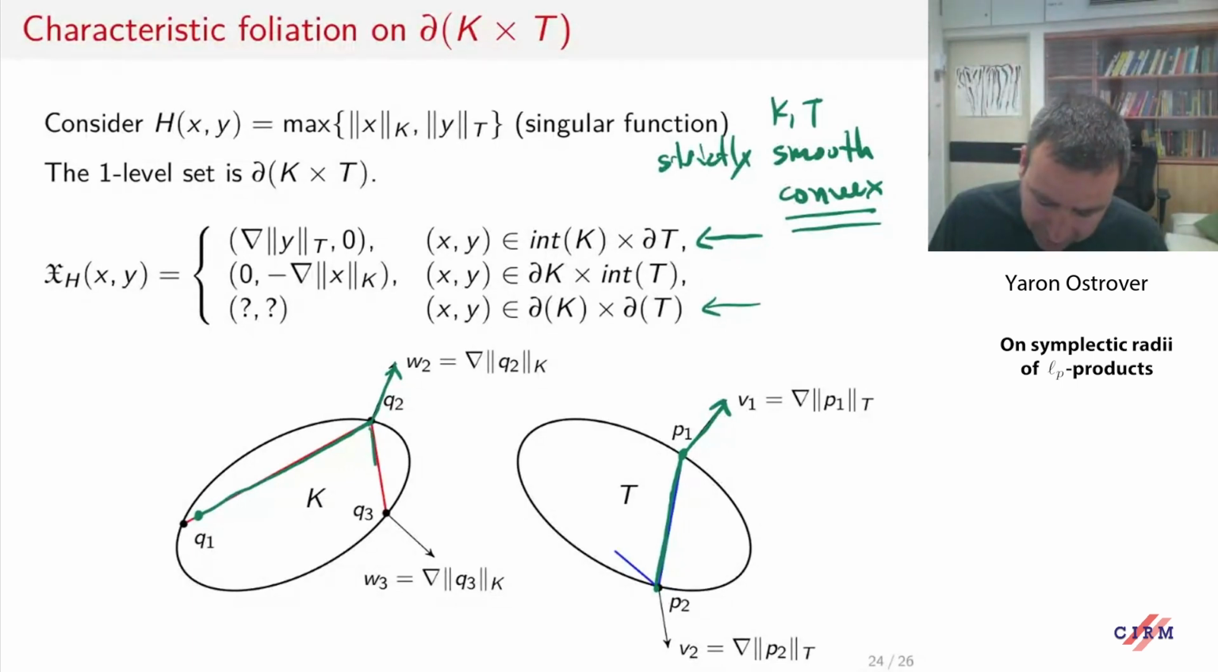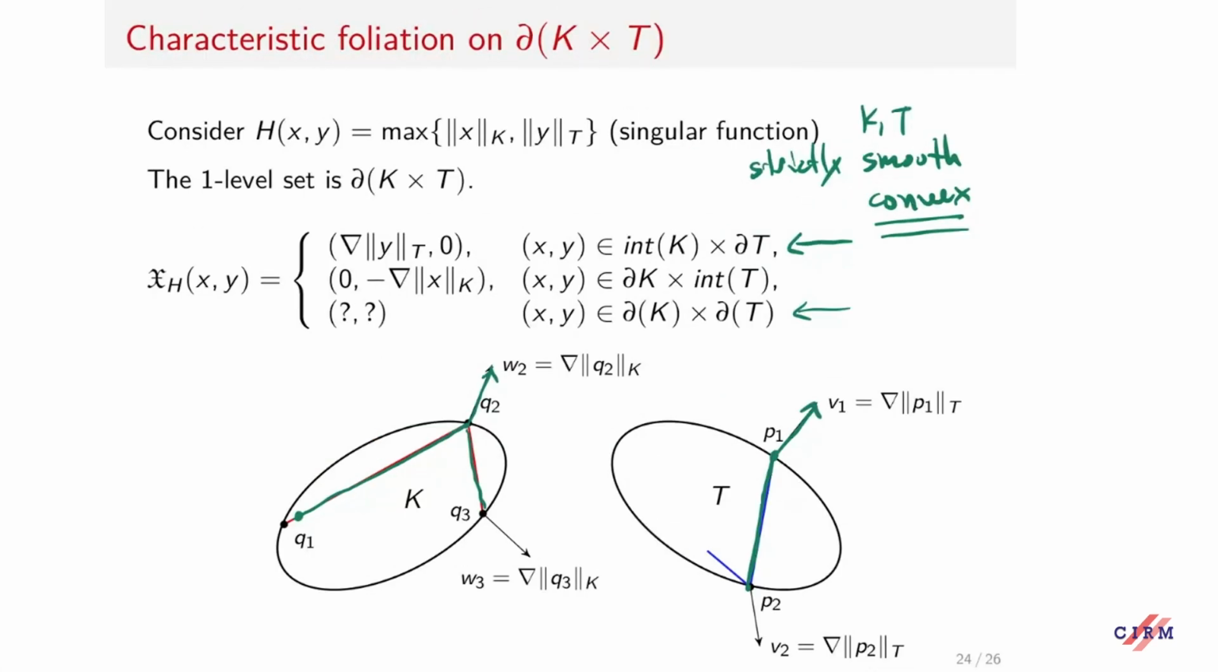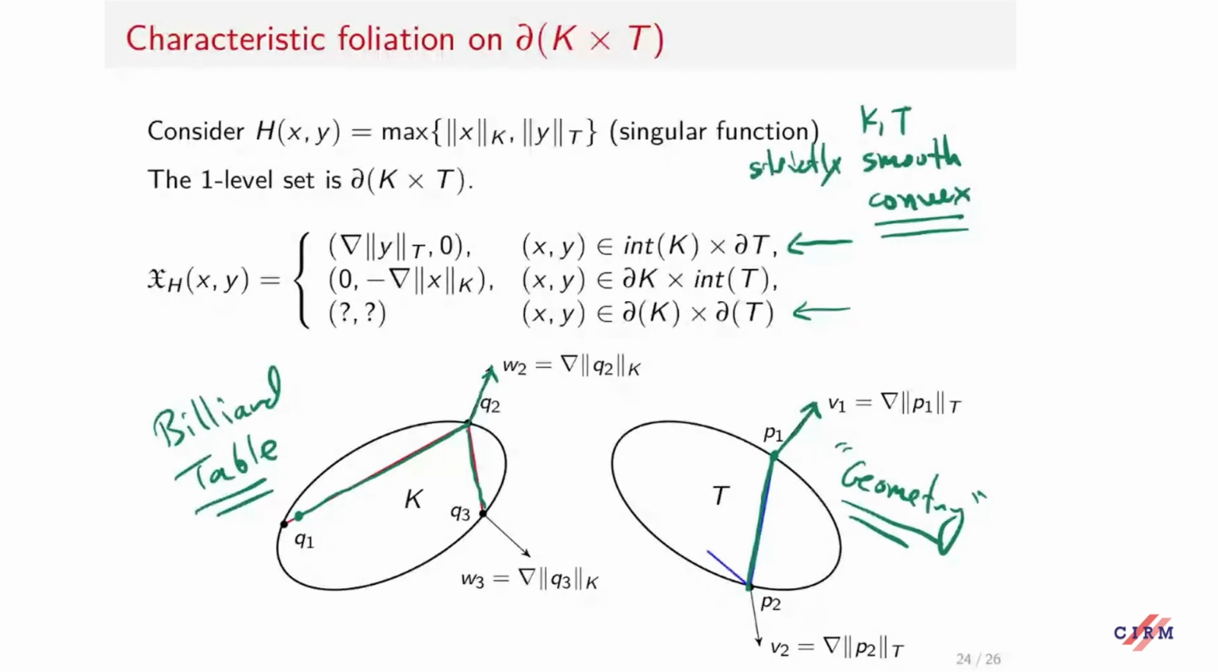And when we project everything to the x space or the q space, we have a billiard type dynamics inside K. But this dynamics is not the usual billiard. We don't have the usual reflection law. We have a billiard dynamics with respect to the geometry. So this is the billiard table, and this is the geometry with respect to which we play the billiard game.